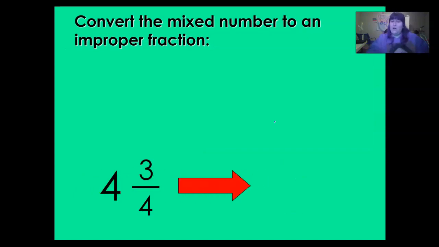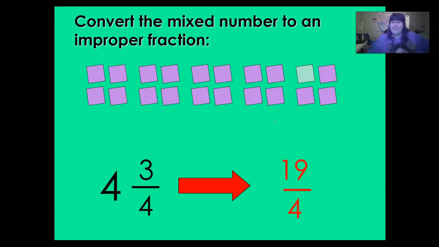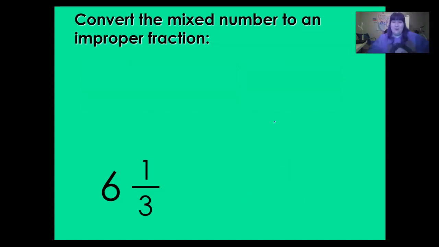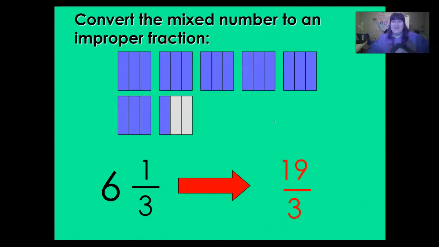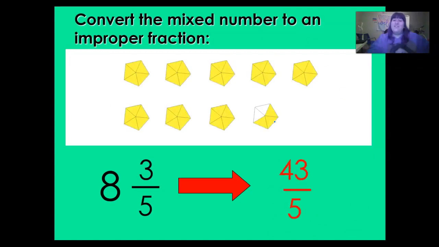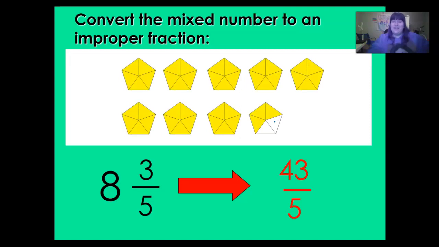All right, what about 4 3/4? Can you try it on your own? That should be 19/4, which would look something like this. What about 6 1/3? 6 wholes, 1/3 extra. That would be 19/3, which would look something like this. All right, last one for you to try, 8 3/5 would be 43/5, and it would look something like this.